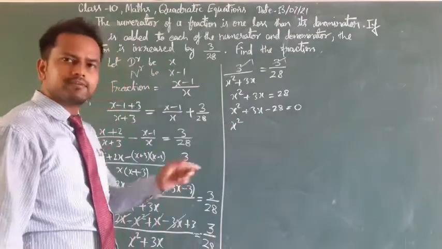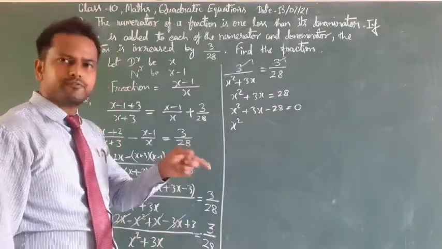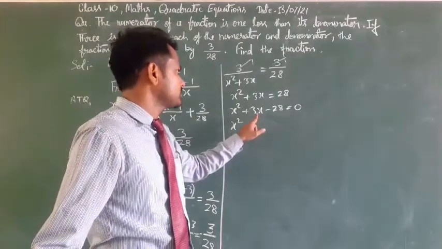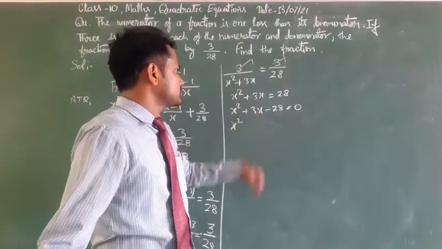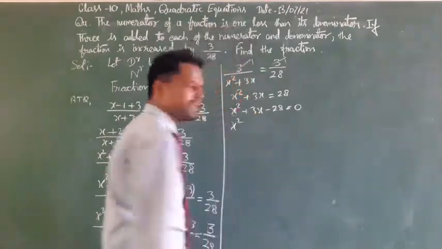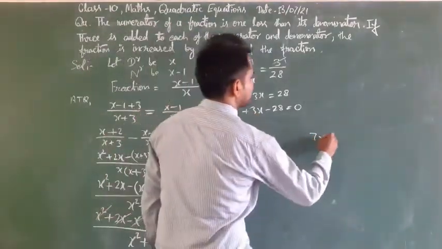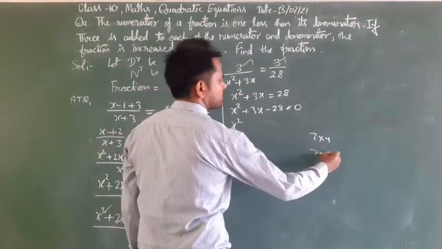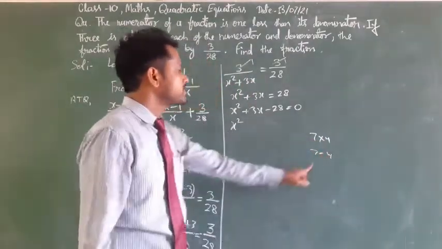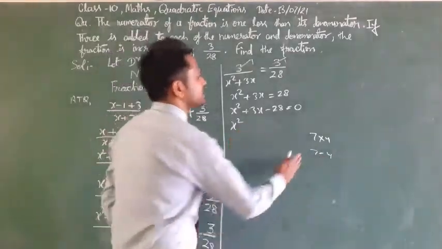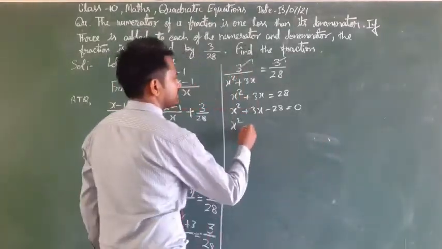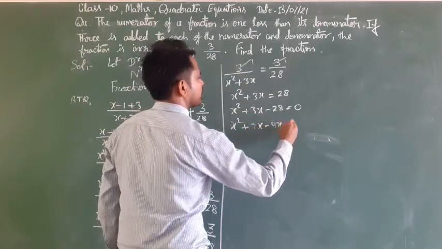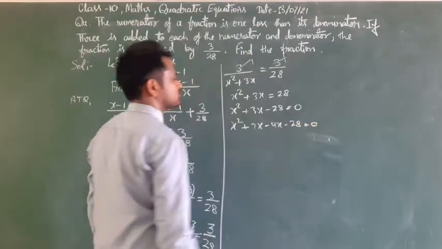28 can be written as 7 into 4. If you subtract 4 from 7, then you get 3. 7 into 4, that is 28, and 7 minus 4 will be 3. So the middle term can be written as 7x minus 4x minus 28 is equal to 0.